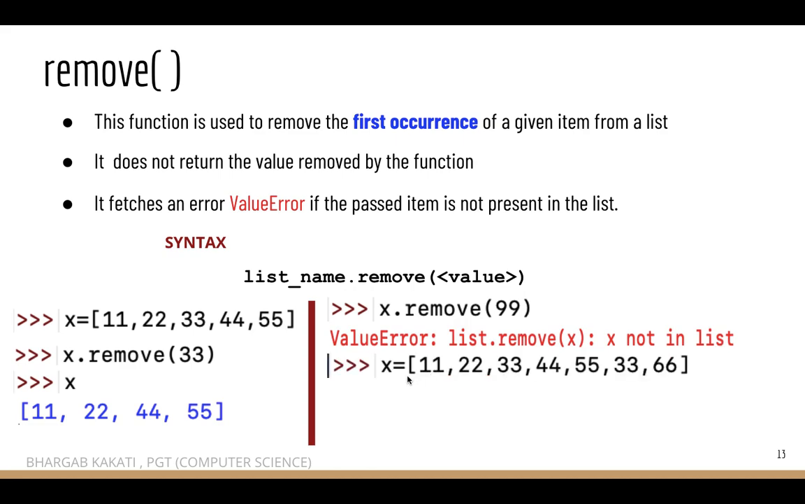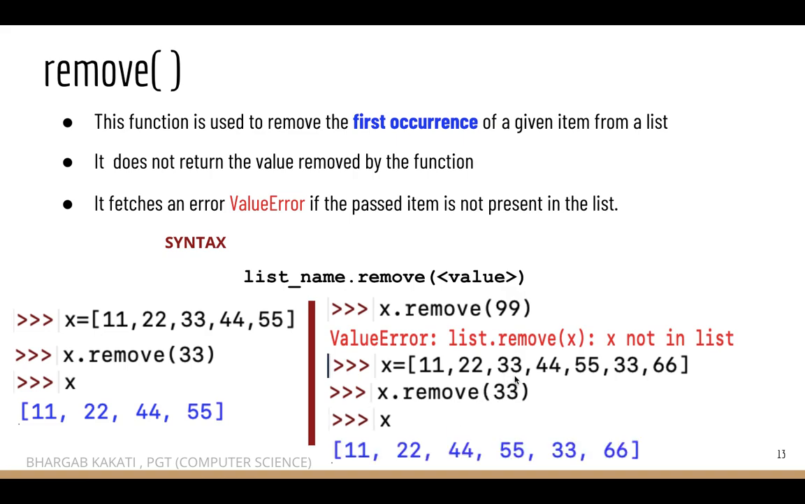Now let's take up another example. Here we have 33 twice. But if I write x.remove(33), only the first occurrence of 33 will be gone, but the second occurrence of 33 is still there. Read the first line of the definition: this function is used to remove the first occurrence of a given item from a list. Even if there are multiple elements, only the first occurrence is removed. Here I tried to remove 33, but both 33s are not removed. Only the first occurrence of 33 is removed.